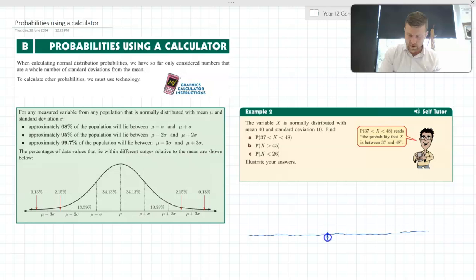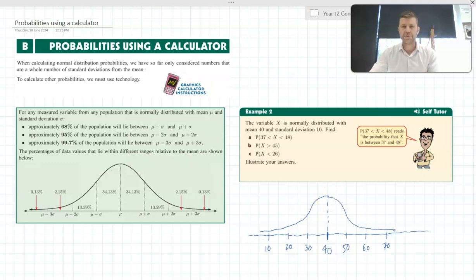But in the middle, I'm going to put my mean. So that's 40. And there's going to be 3 standard deviation steps below and 3 standard deviation steps above. Each will increase or decrease by 10. So above it would be 50, 60, and 70. And below it would be 30, 20, and 10. And that then would set the parameters for my curve. Again, it's just a rough sketch.